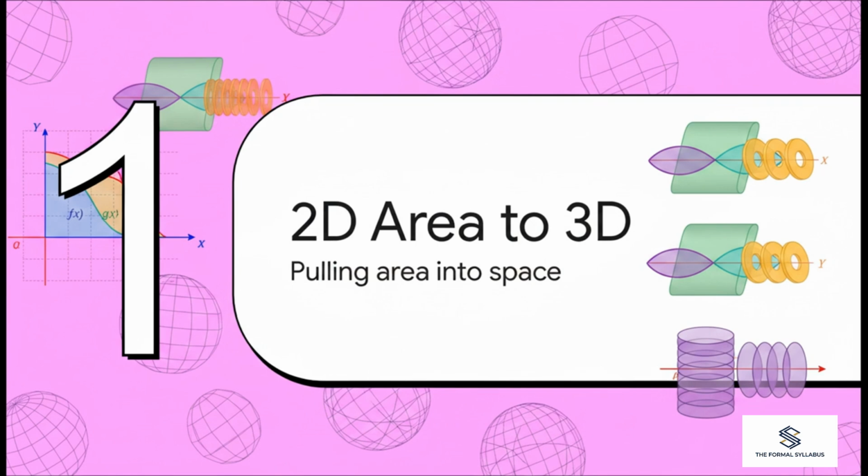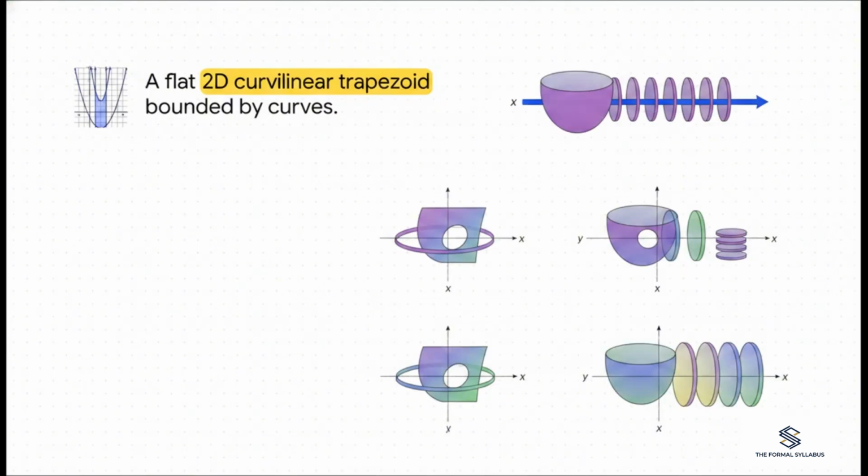Let's start pulling that flat area out into physical space. You've definitely seen this setup before. It's where calculus usually begins for all of us. We've got a familiar, flat, 2D curvilinear trapezoid perfectly locked between mathematical curves on a standard coordinate plane. That shaded region right there, that is our definite integral. And to find its area, we imagine slicing it up into infinitely thin vertical strips, our representative rectangles, and then just summing them all up.